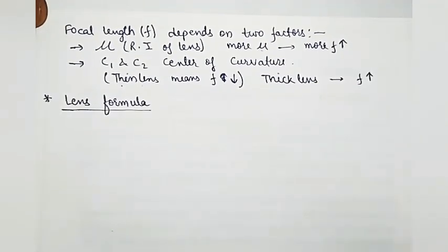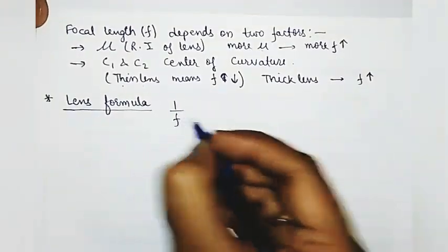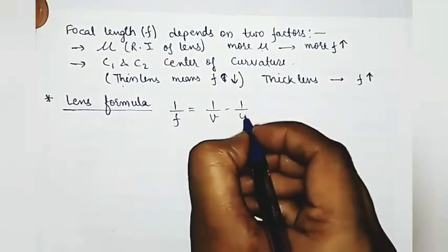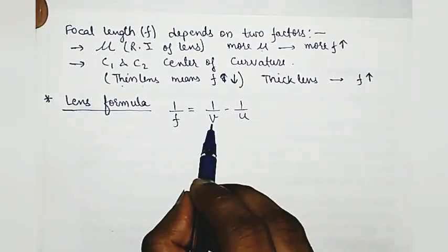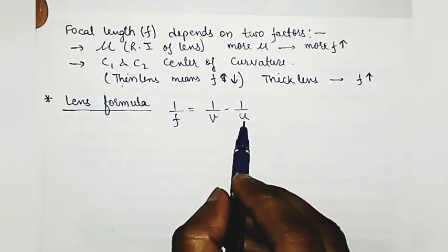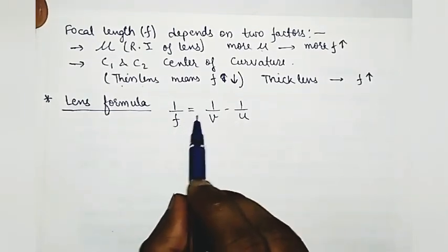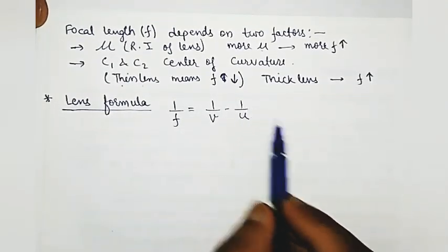Now the lens formula. In the syllabus, the lens formula derivation is not required. It is clearly written there. So we will write the formula directly: 1 by f is equal to 1 by v minus 1 by u, where v is the distance between the image and the optical center, and u is the distance between the object and the optical center.